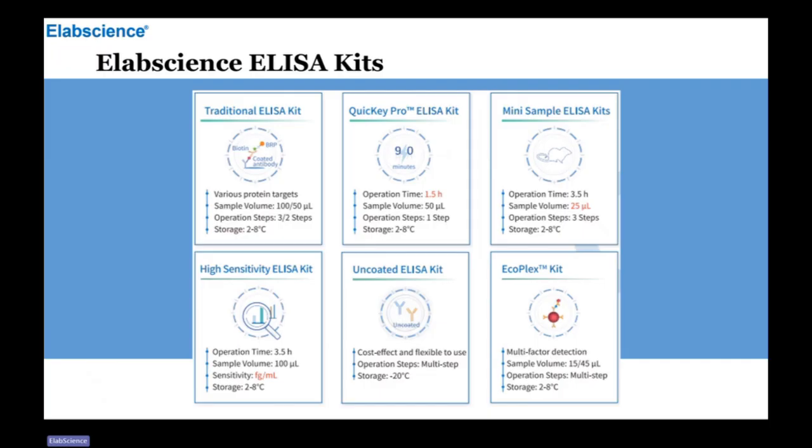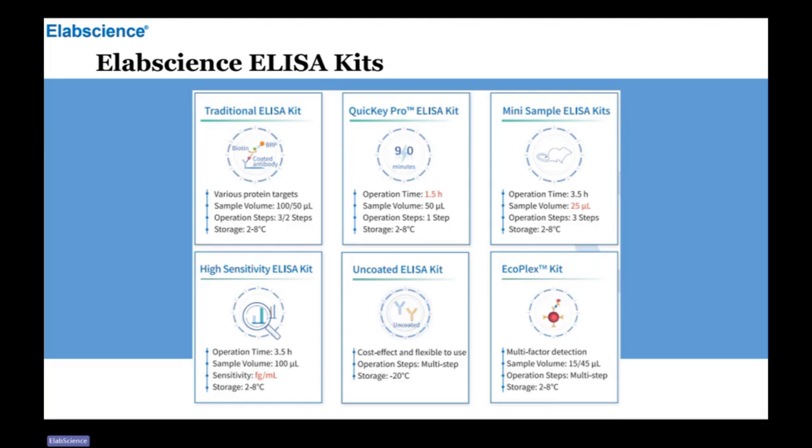And currently, Elabscience is offering several different product lines like traditional ELISA, Quickie Pro, Mini Sample, High Sensitivity, Uncoated ELISA, and EcoPlex. Let me explain each of them a little bit one by one.